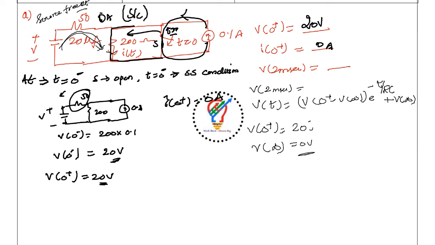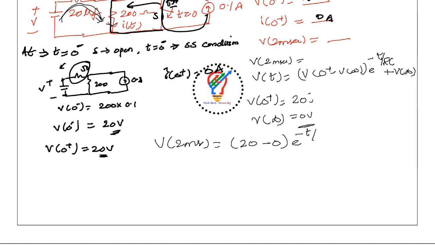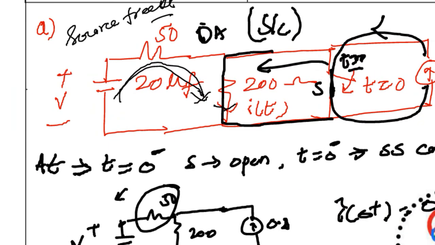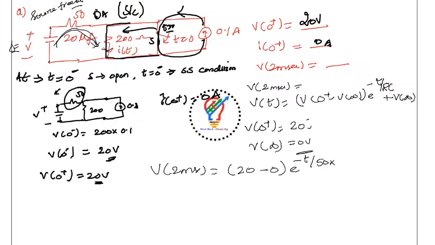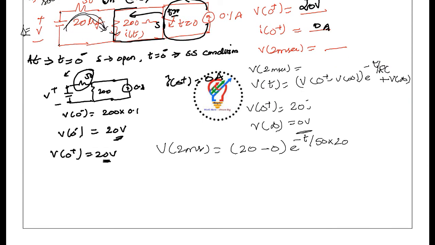Now, V of 2 milliseconds I require. What is V of 0 plus? 20. V of infinity 0, into e power minus t by, what is the R value? Looking from the capacitor side, we should check. If you look from this side, the only thing available is the 50 ohms resistance. So 50 into the capacitance value, which here is 20 microfarads. So 20 into 10 power minus 6.